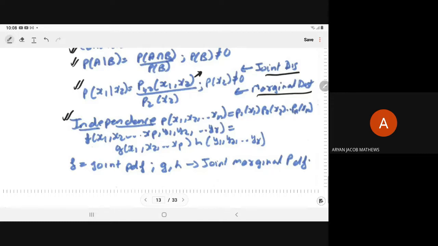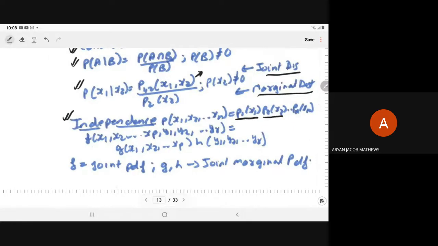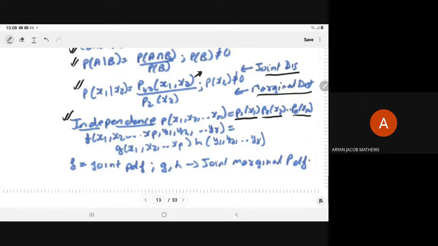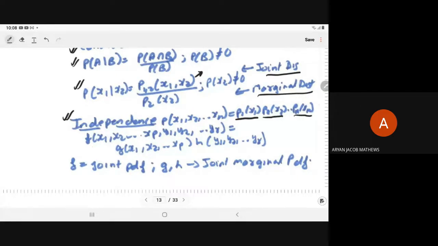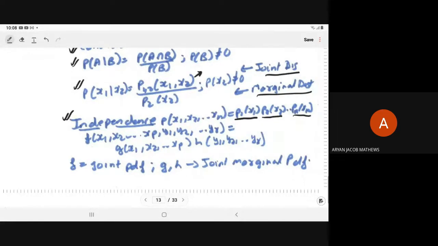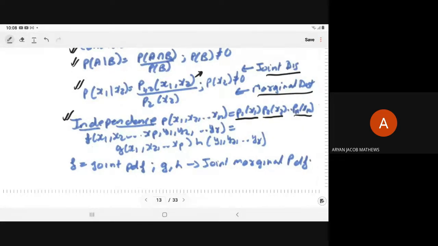Independency: when we have the joint distribution P of x1, x2, xn equal to the marginal distribution for x1 times the marginal distribution for x2 times the marginal distribution of xn. If x1, x2, xn satisfy this condition, then we say x1, x2, xn are independent.